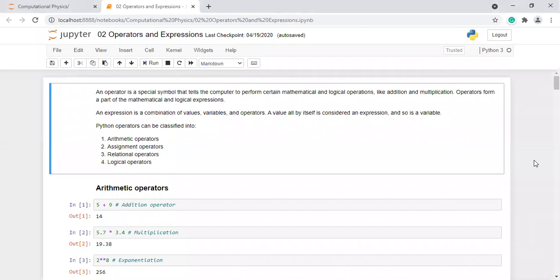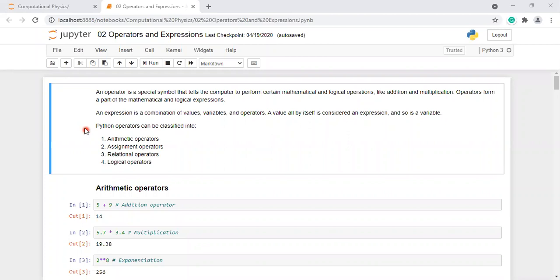We'll start a new topic today, and the topic is operators and expressions. So, what is an operator? An operator is a special symbol that tells the computer to perform certain mathematical and logical operations like addition, multiplication, division, and so on. Operators form a part of the mathematical and logical operations.